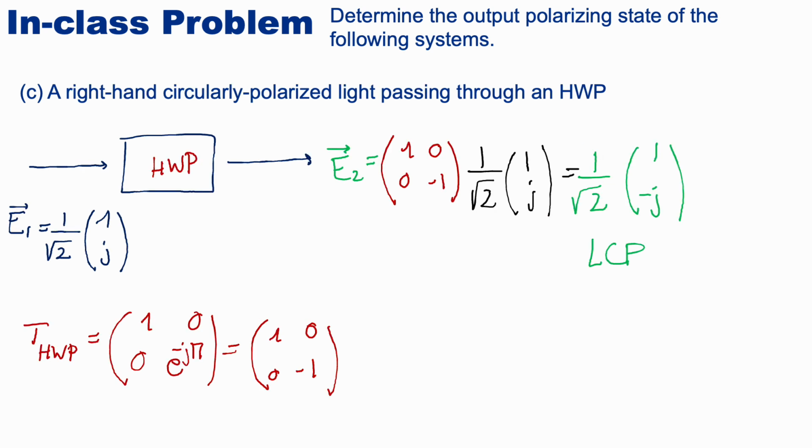The final example is when we have a half wave plate illuminated by right-hand circularly polarized light. If you remember, a half wave plate introduces a phase of pi, or 180 degrees. So our right-hand circularly polarized light is going to become left-hand circularly polarized light.